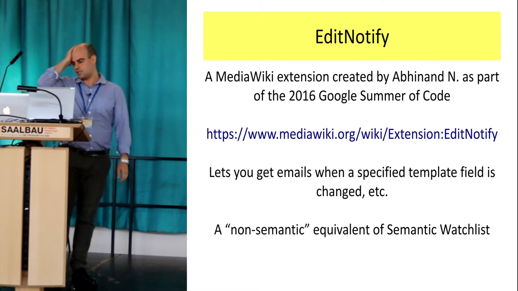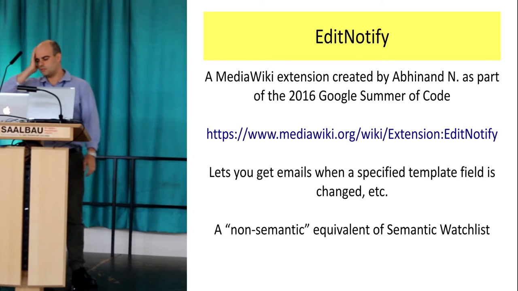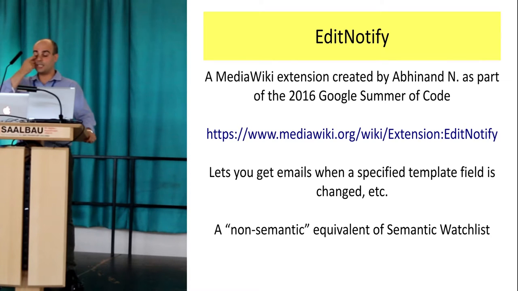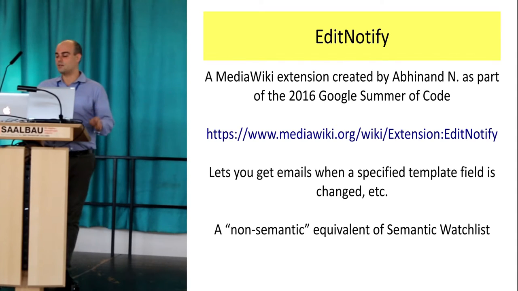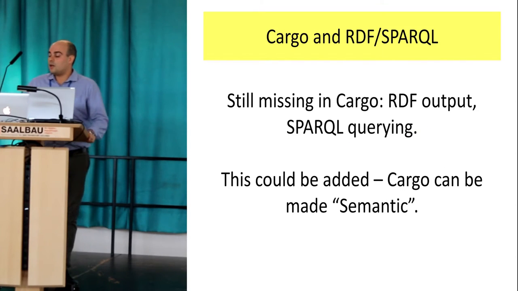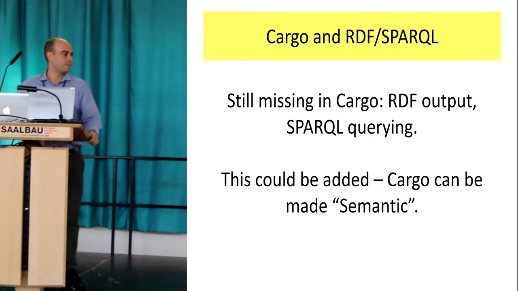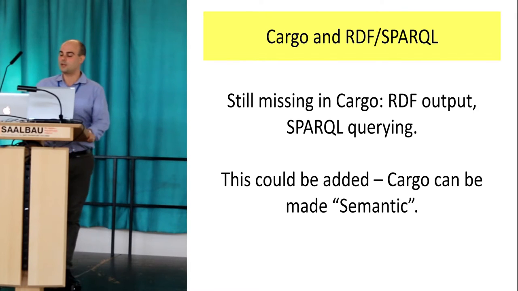Semantic Watchlist is the closest alternative in Semantic MediaWiki, URL there. So it's a non-semantic equivalent of that. It doesn't make use of Cargo, and Cargo doesn't rely on it. But it's just a way of doing what you can do with Semantic Watchlist without Semantic MediaWiki installed. One thing that's missing in Cargo still is RDF output and SPARQL querying, per the theme of this talk. This could be added. Cargo can be made semantic, capital S semantic, semantic web friendly. It's something that hasn't been done yet, but it's certainly possible within the framework.